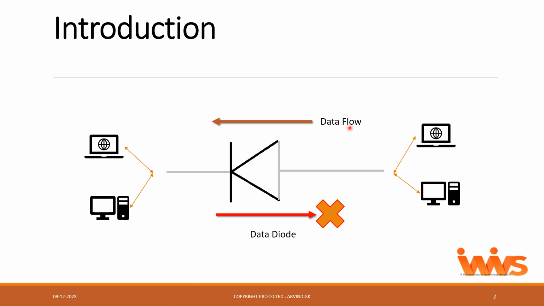Basically, here you have the data flowing from this location to this location, but the data cannot go back. The data diode will stop it from happening. So why was this developed? It is basically to create a more secure environment.